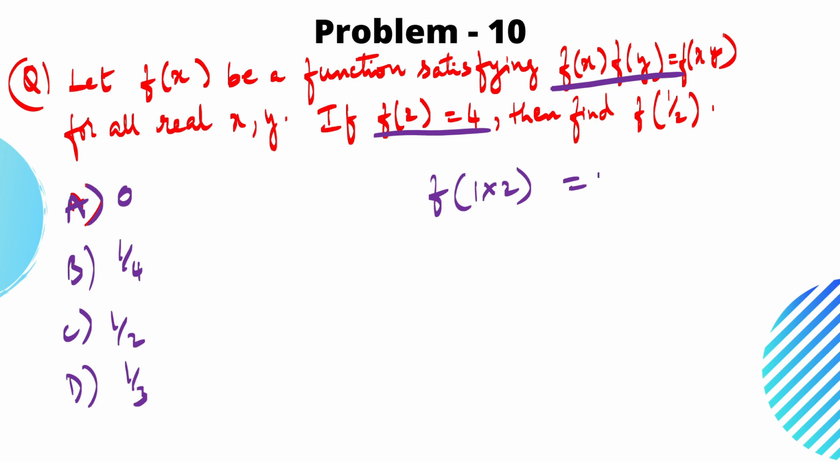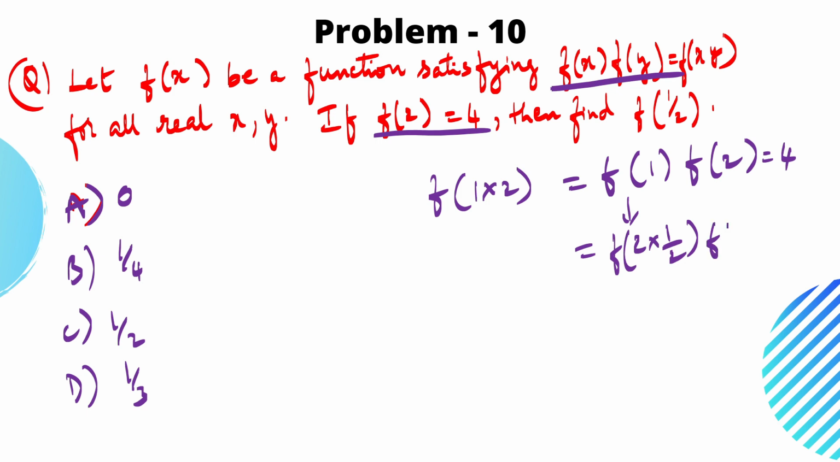And what is f of 1? f of 1 into 2 can be written as f of 1 into f of 2. We know f of 2 is 4. So this is equal to 4. How can we write f of 1? f of 1 can be written as f of 2 into 1 by 2, right? And f of 2 into f of 2, this is equal to 4. Now we can modify f of 2 into 1 by 2 as f of 2 into f of 1 by 2.